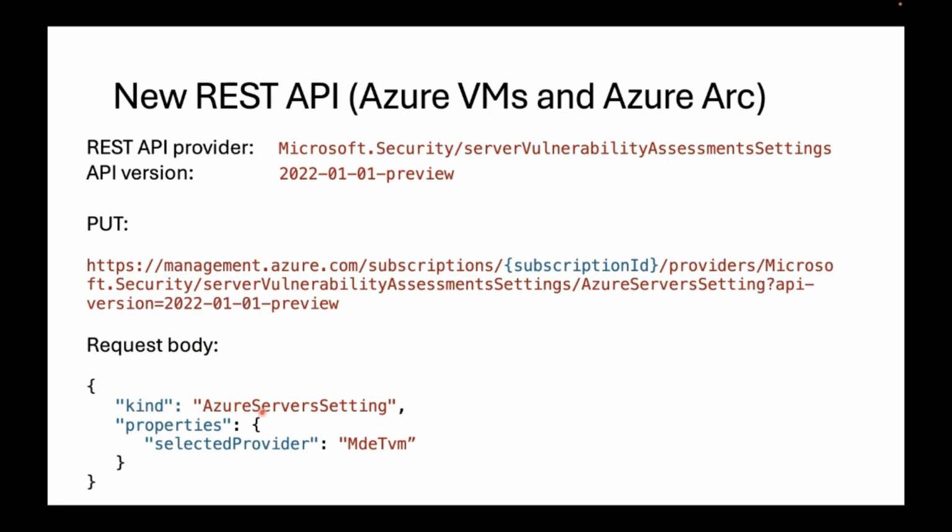So it is the Azure servers setting with the property of the selected provider, and the provider setting is MDE TVM. That is the legacy name of Microsoft Defender Vulnerability Management, but it is still included for automation purposes. And the policy that I've talked about in the slide before will do exactly the same. So it will talk to this API provider, and it will submit the request body to set this setting on every subscription within the scope of the policy.